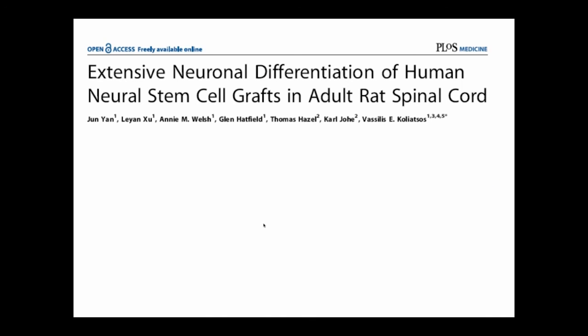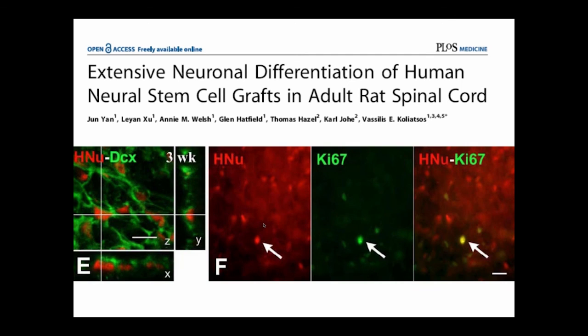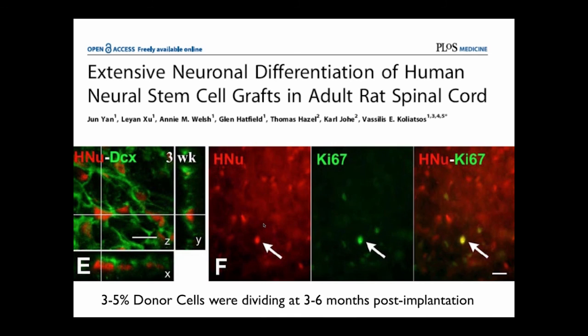There's a second paper that came from a group in the US where they had implanted human neural stem cells into the adult spinal cord. And while they got fantastic neuronal differentiation, one of the things that they noted at 3 to 6 months post-implantation was that about 3 to 5% of the cells were actually still dividing. And this is a little concerning in the sense that if you were putting these cells into a human patient that may live 20 or 30 years, if 3 to 5% of that population is going to divide for 20 or 30 years, that could turn out to be a potential problem.